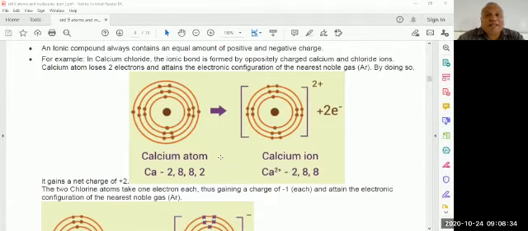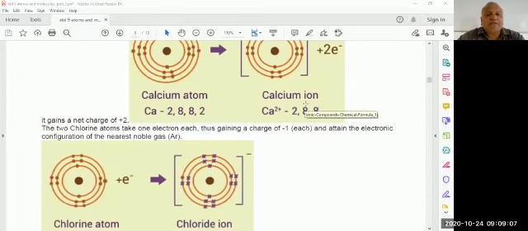So it cannot gain 6 electrons. It will donate 2 electrons. Here it has removed 2 electrons, and it will become a plus 2 ion. You can see here, the calcium ion is plus 2. Plus 2 is its valency. The combining capacity of any element is called its valency, and it is its ion.